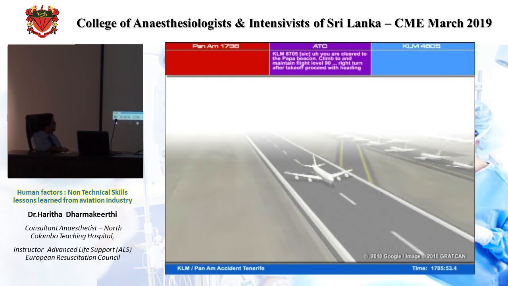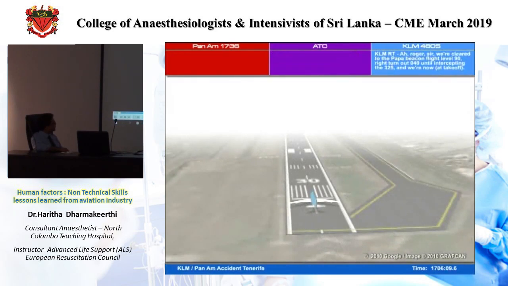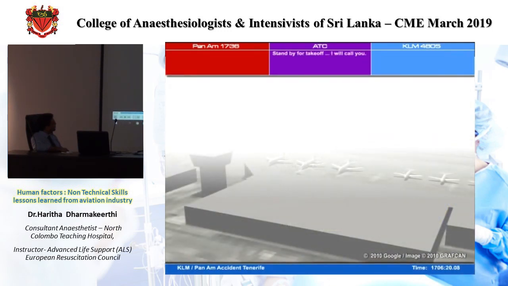At 5:06 and 9 seconds, the KLM airplane read back the clearance and announced that they were now at takeoff. At 5:06 and 11 seconds, the brakes on the KLM 747 were released, followed 3 seconds later by throttle movement in order to set takeoff power. At this time, the KLM airplane was rolling down the runway. At 5:06 and 18 seconds, the tower controller replied, "Okay," followed 2 seconds later with, "Stand by for takeoff, I will call you."